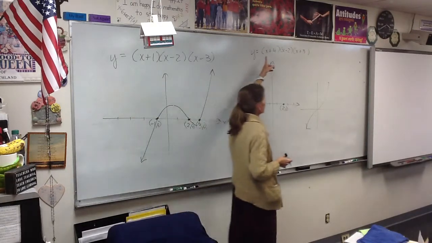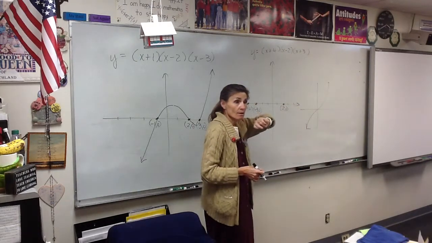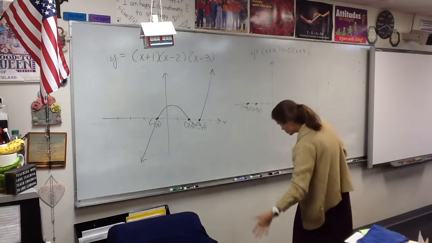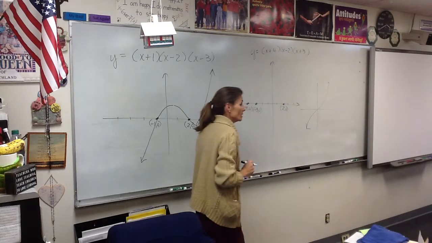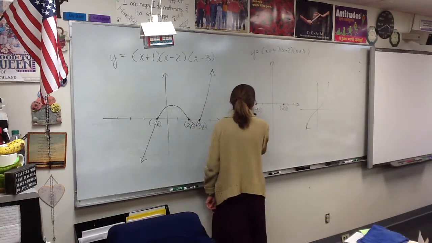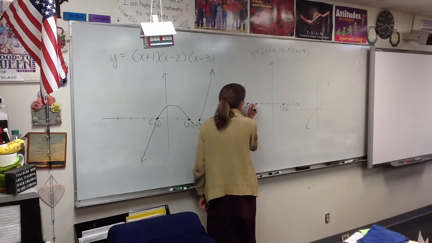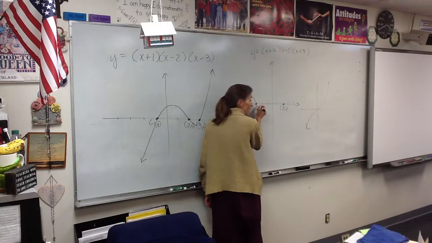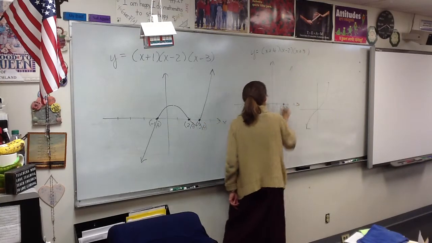What's the degree? If you multiplied all your x's, you would have x to the third, x cubed. And we know that cubes start down here and end up here. So let's start down here. Okay? Go through that point. Then what are you going to have to do? Turn around, because you got to go through that point. And turn around, because you got to end by going through that point.